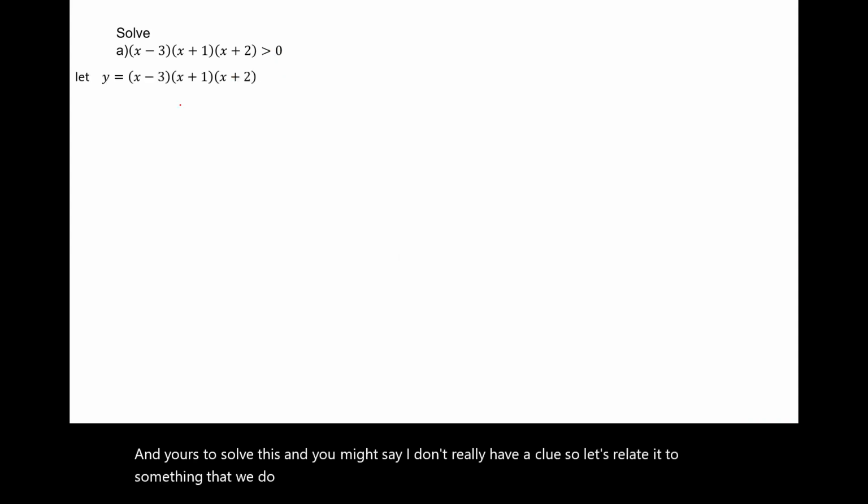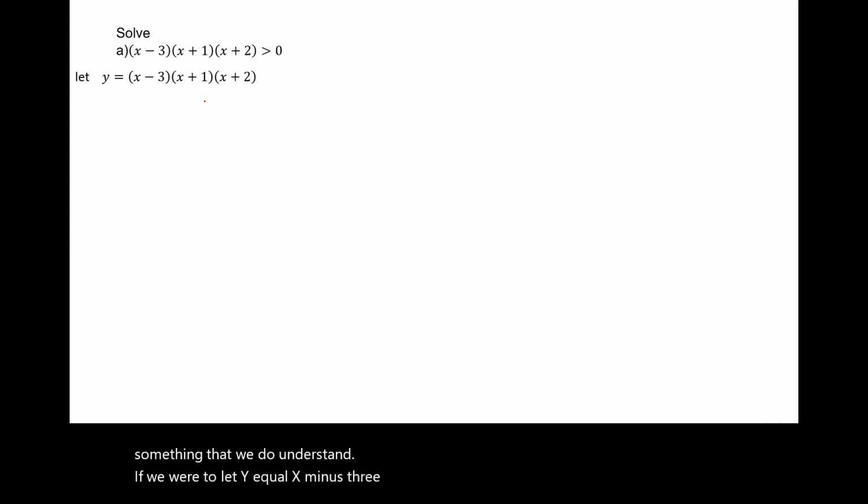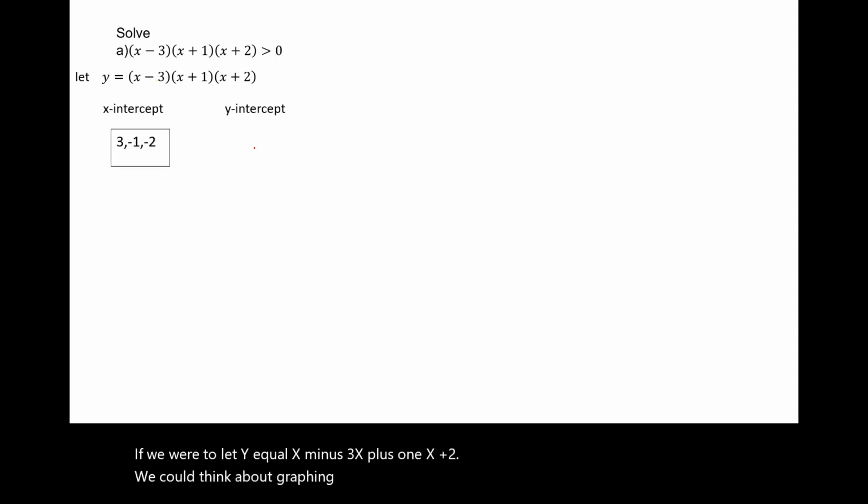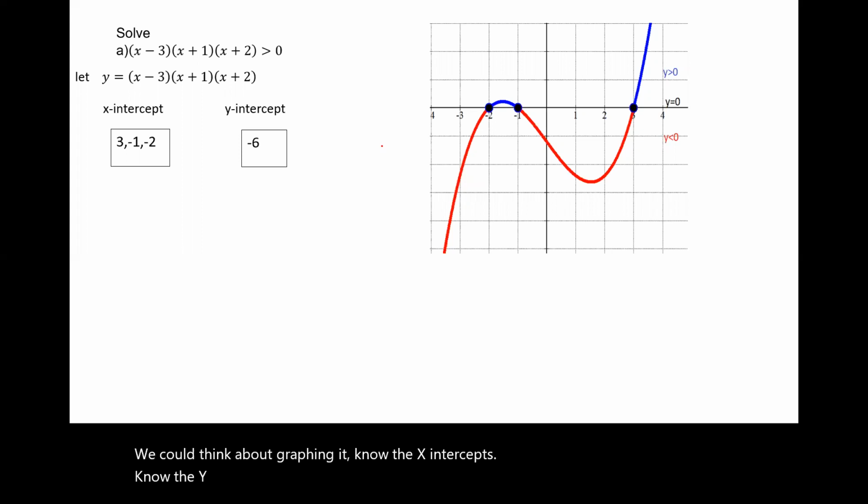Inequations. Instead of an equal sign, we'll see greater than, less than, greater than or equal to, or less than or equal to. And you're asked to solve this. And you might say, I don't really have a clue, so let's relate it to something that we do understand. If we were to let y equal (x minus 3)(x plus 1)(x plus 2), we could think about graphing it. We know the x-intercepts, we know the y-intercept, and we know what the graph looks like.